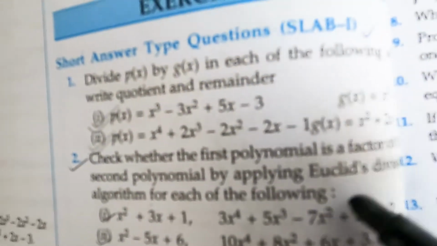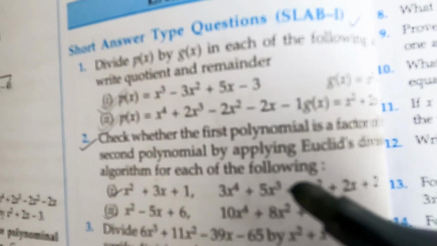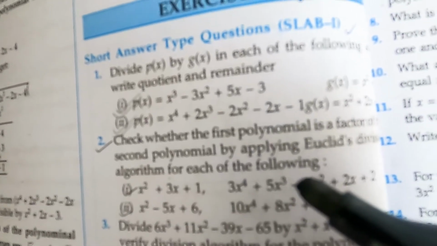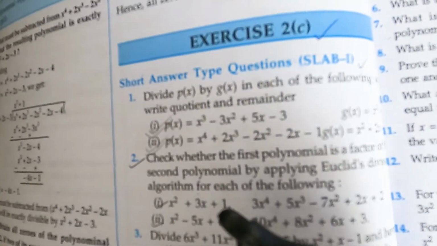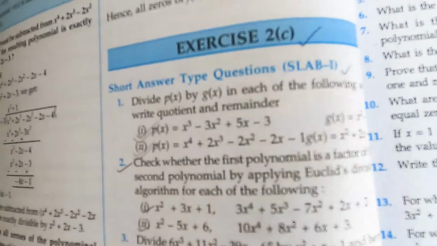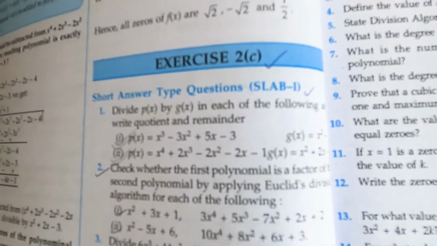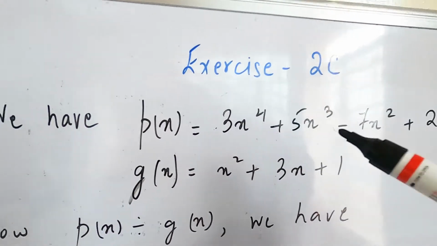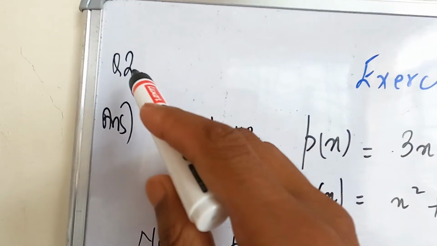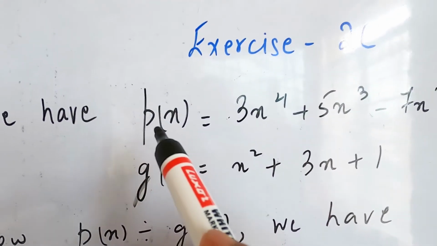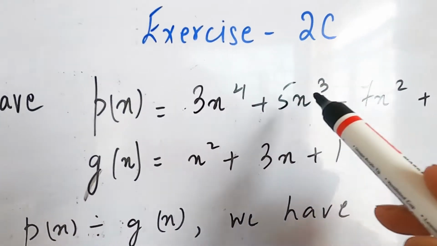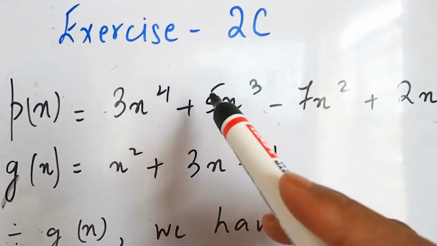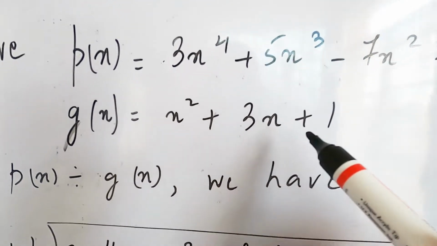All right, so if it is a factor, means that the remainder will be 0. So after dividing this one, and if the remainder is 0, it simply means that x squared plus 3x plus 1 is a factor of 3x^4 plus 5x cubed and so on. Alright, so this is exercise 2c, question number 2. So this is the polynomial of x, the first polynomial, and then g(x). So this will be your dividend and this will be your divisor.